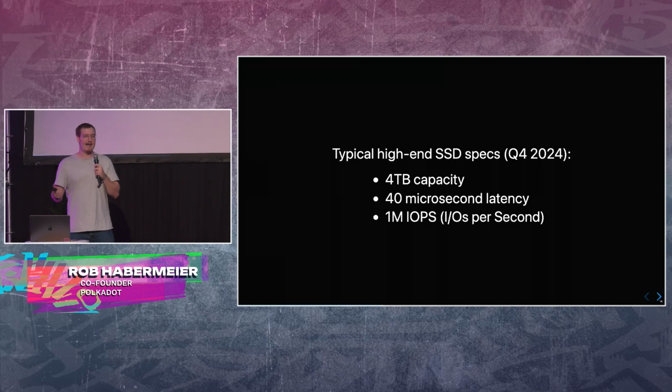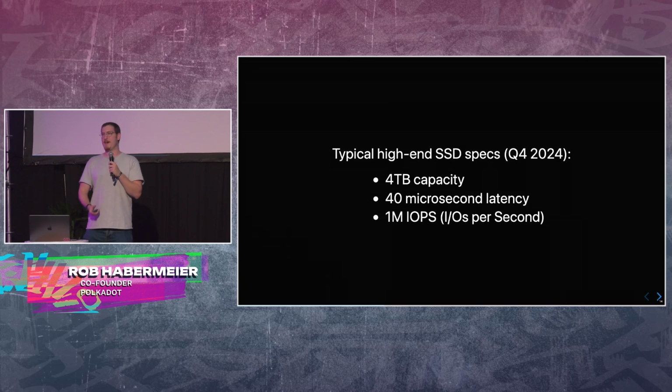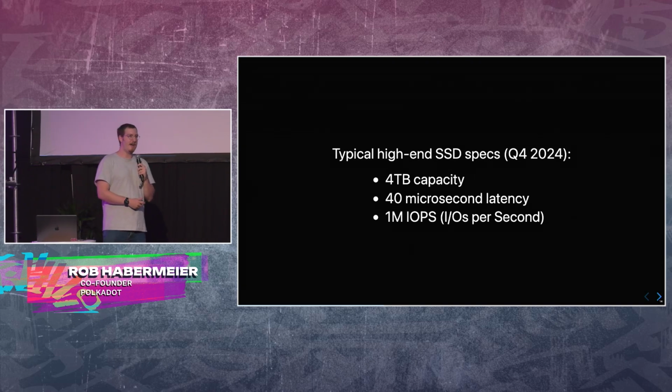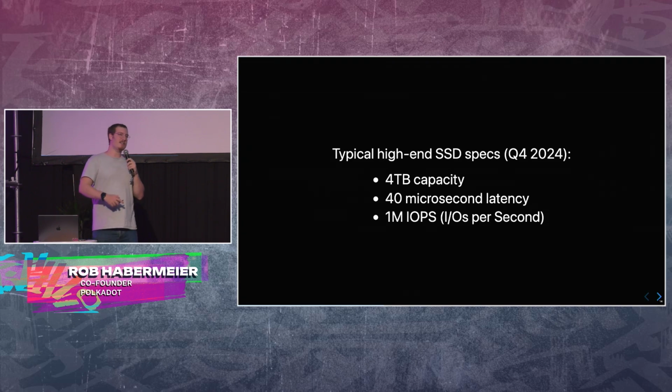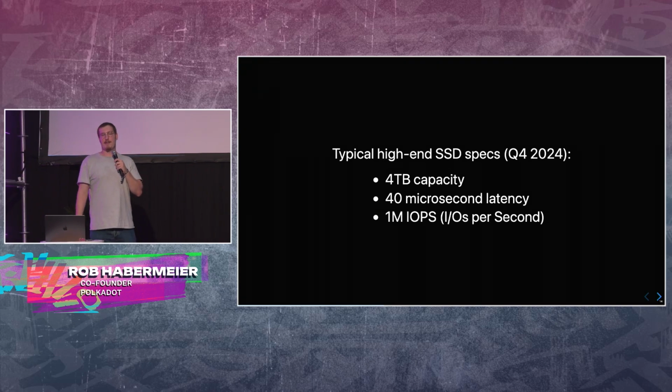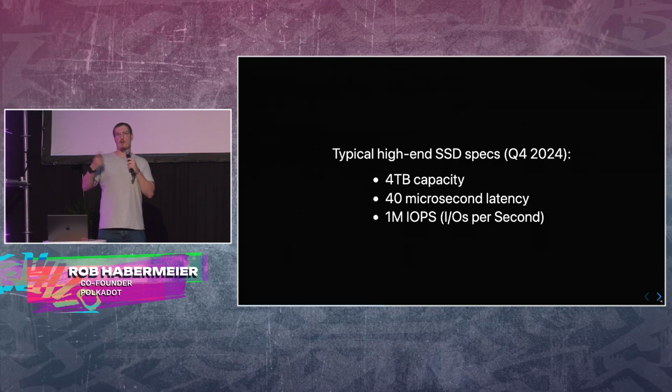So a typical high-end SSD has the following specifications at this moment. It's going to cost maybe $300, $400. We're not talking about very top of the line here, although I think we could. But let's say like $400 for high-end, $600 for top of the line. 4 terabyte capacity. That's a lot of capacity, and it's a 40 microsecond latency. So you make a request, you get an answer in 40 microseconds, and it can do 1 million IOPS, so IOs per second. And the interesting thing to note here is that these are random IOPS. This is reading anywhere or writing anywhere on the disk.